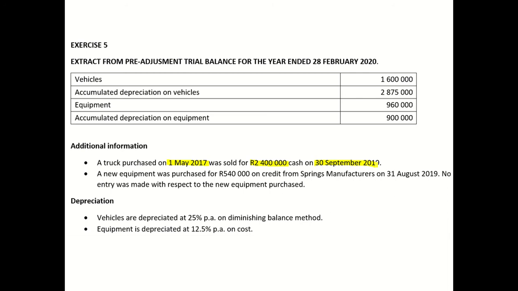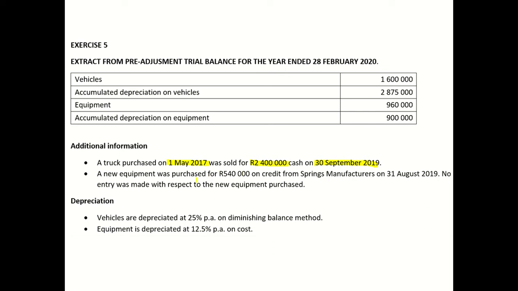How many months is that? Show me your fingers. How many months is that? It is 7, guys. Come on now. Can't you count? It is 7 months. So in the current year, we only use this asset for 7 months. Wow, guys. Okay, I'm done with that.